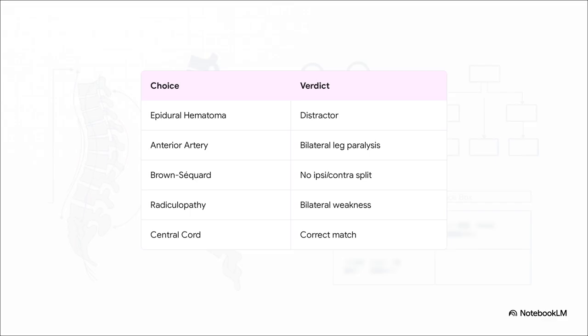So that leaves choice 4, central cord syndrome, as the absolute only structural match here. Think about it. A rear-end collision in an elderly male strongly implies a hyperextension injury in a spondylotic neck. The central cord ischemia targets those medial cervical motor tracts, causing the upper extremity weakness, while completely sparing the lateral lumbar and sacral tracts, as well as the posterior dorsal columns.